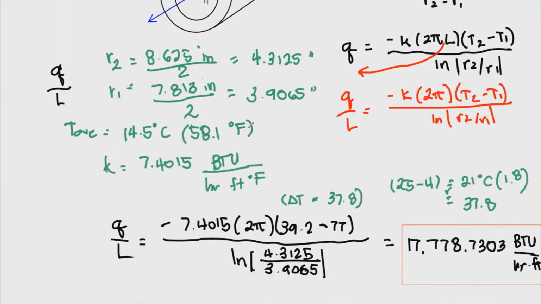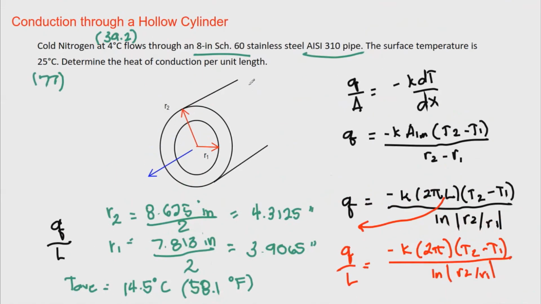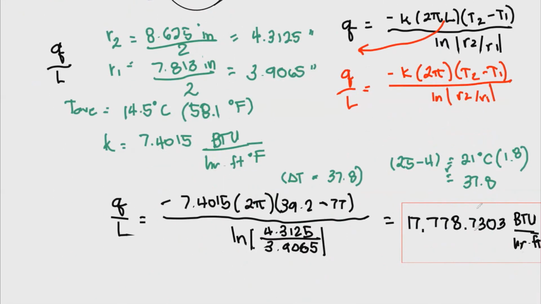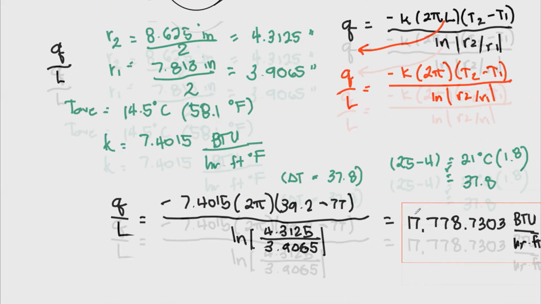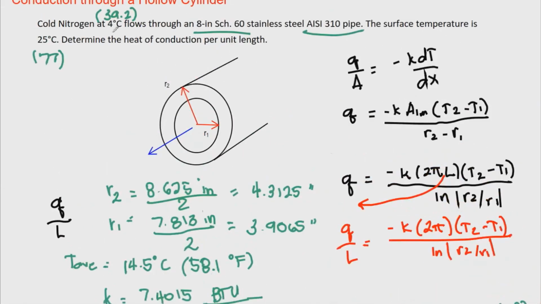You may encounter a problem that says 8-inch schedule 60, and you'll wonder why only 8-inch is given. Technically, when we talk about pipe, it will always have a thickness, no matter how thin. And by the way, this is a very high answer, because if you notice, these are very low temperatures, 4 degrees Celsius and then 25.